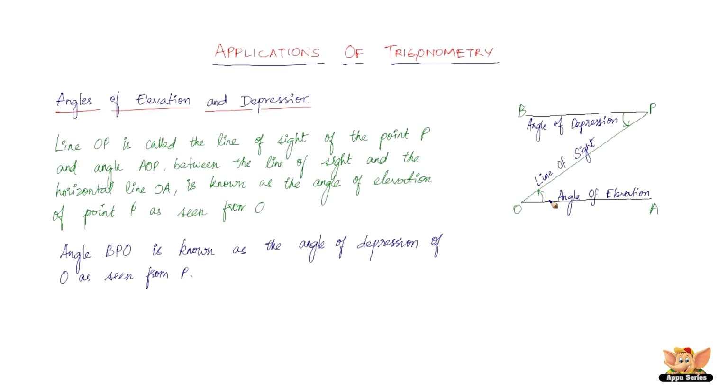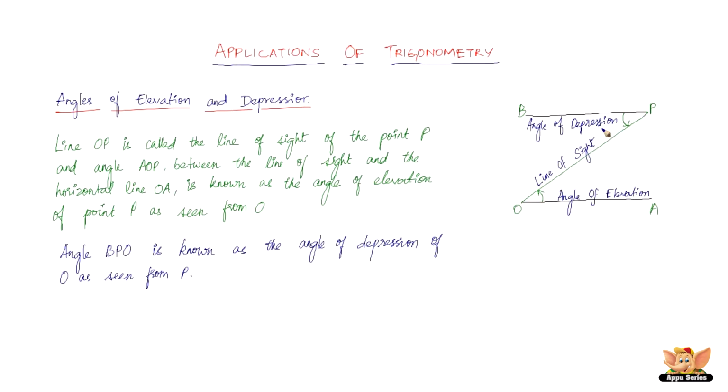Now, let O and P be two points such that the point P is at a higher level. Let OA and PB be horizontal lines through O and P respectively. Now, if an observer is at O and the point P is the object under observation, then the line OP is called the line of sight of the point P.